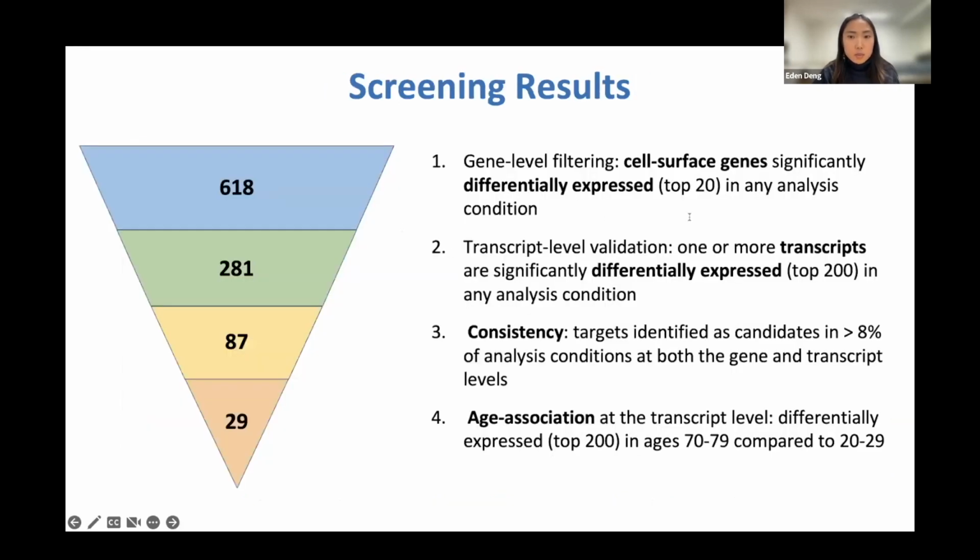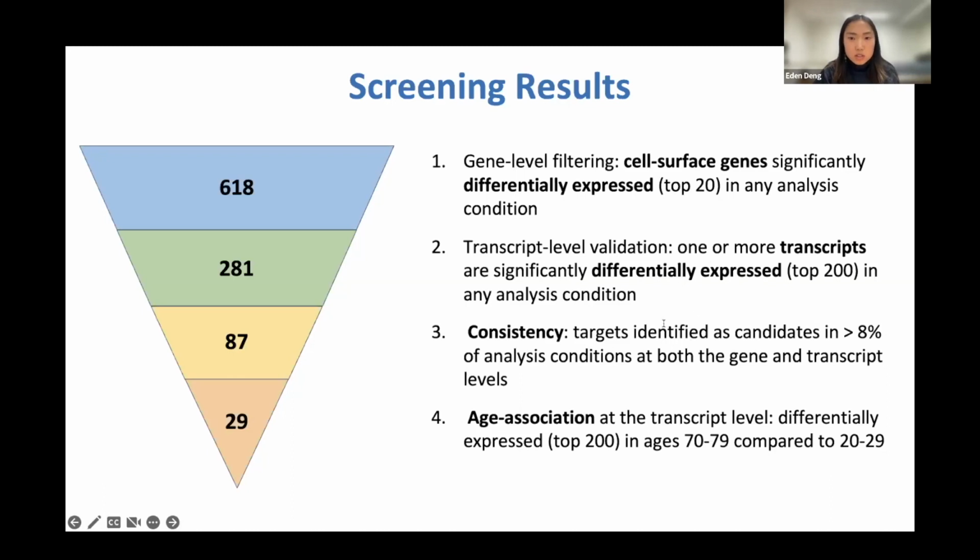Each senescent cell sample was analyzed for the top 20 targets. Initially, this produced just over 600 membrane protein coding genes that are highly expressed in at least one senescence analysis condition. We also filtered this list by checking for agreement at the transcript level. Essentially, gene targets were kept if one of their transcripts were among the top 200 transcript targets in any analysis condition. In the second step, it also allowed us to identify if there are any splice variants or isoforms that might be specific senescence markers.